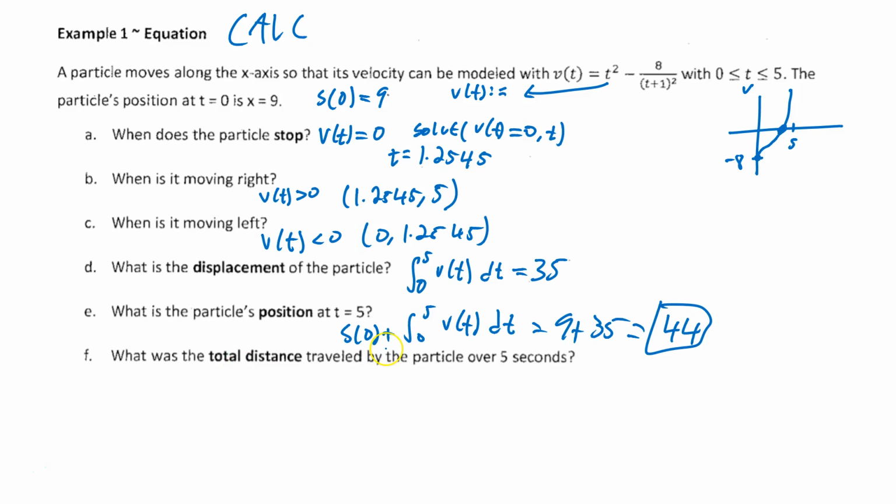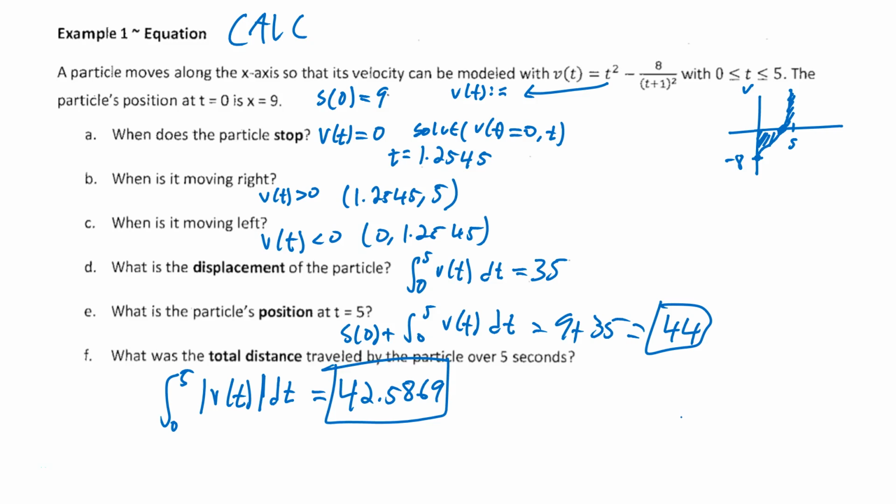For total distance traveled, we're going to have to figure out this area as if it were positive plus this area to find out the total distance the particle went. But since it's a calculator problem, I'm just going to integrate from 0 to 5 the absolute value of v of t dt. So absolute value bars around the v of t. Again, if you have it defined, just throw those absolute bars around v of t. And I got that that value equals 42.5869.